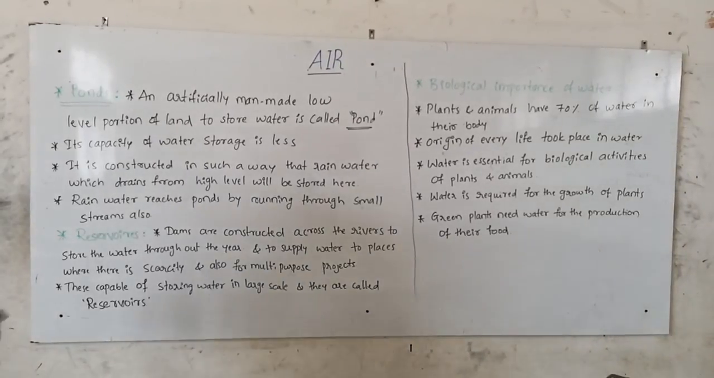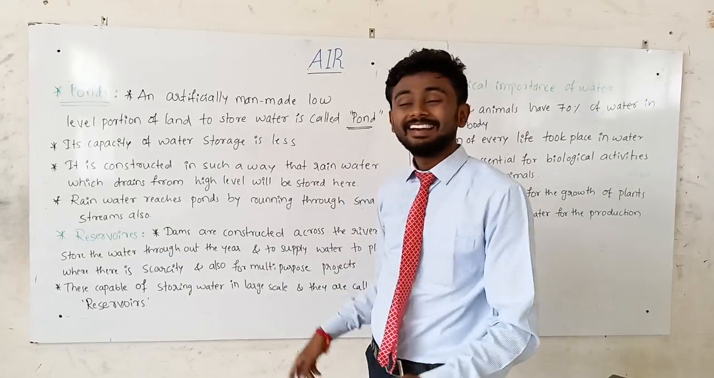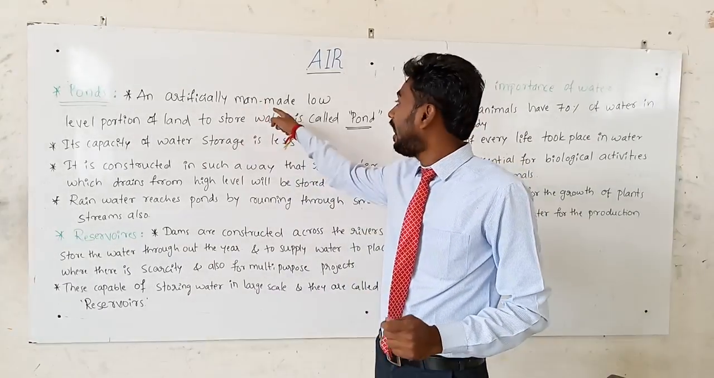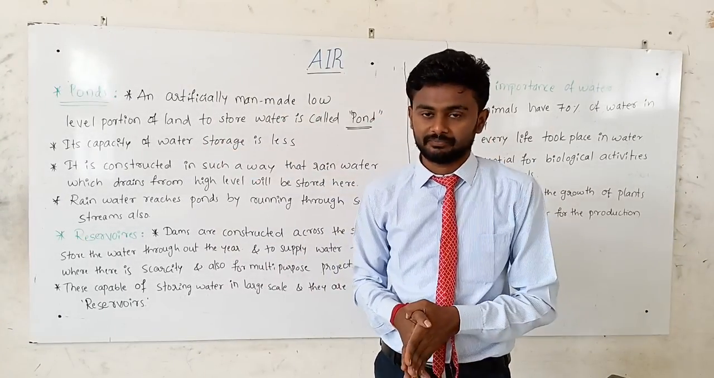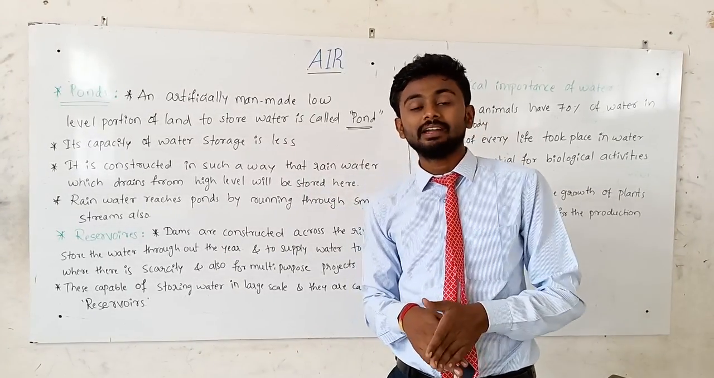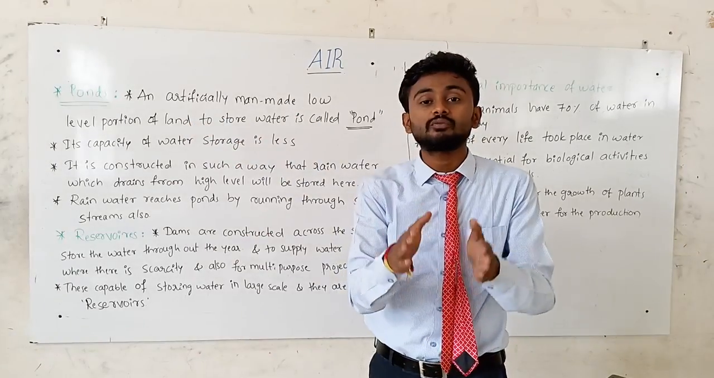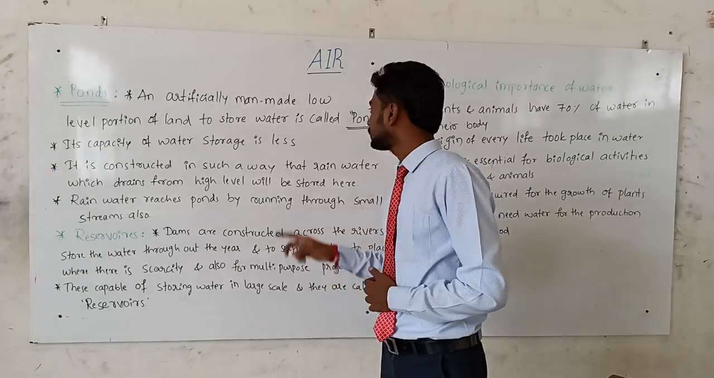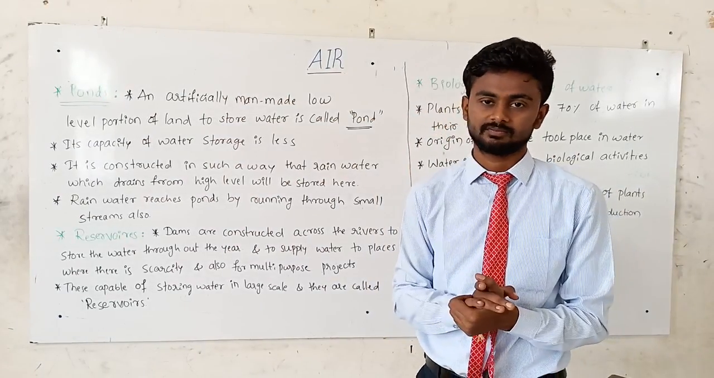Listen to me one more time. What is a pond? The pond is an artificial man-made, low-level portion of land to store the water. It is man-made and artificial. The low-level portion of land stores the water. It is called a pond.